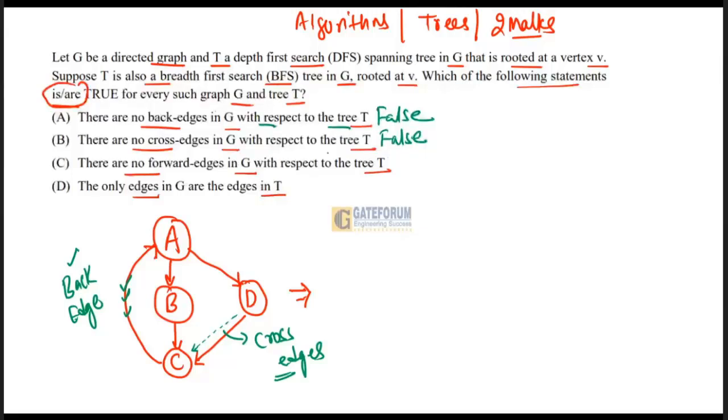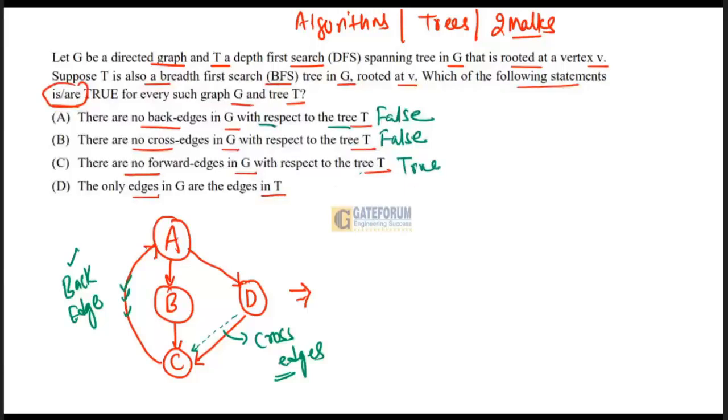Now option C, there are no forward edges in G with respect to tree T. Obviously we are not seeing any kind of forward edges here. So as of now, we can make this statement true.